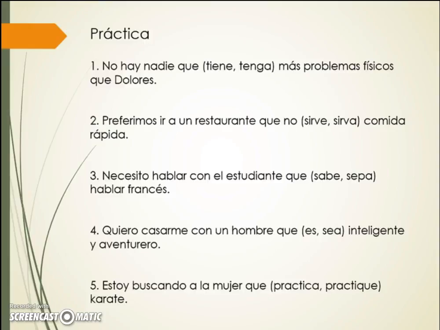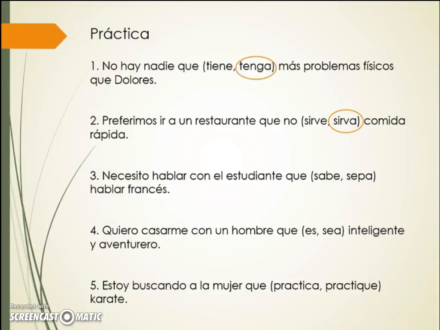So number one says, no hay nadie. So there isn't anyone that has more physical problems than Dolores. So my flag right there is no hay nadie, so I should pick tenga, because there isn't anyone, so they can't exist. Preferimos ir a un restaurante que no sirve or sirva comida rápida. So we prefer to go to a restaurant that doesn't serve fast food. Notice how my red flag is un restaurante. No sirva would be the subjunctive, so it doesn't serve fast food. We're not being specific about which restaurant.